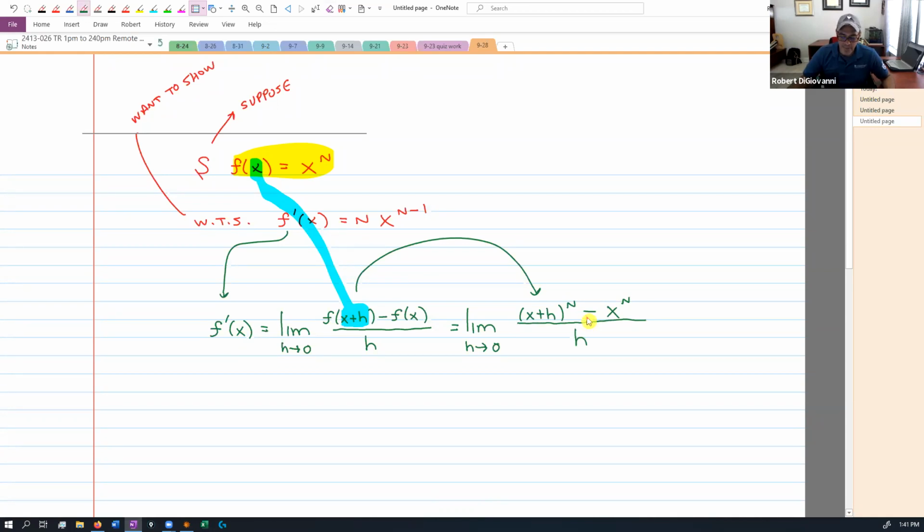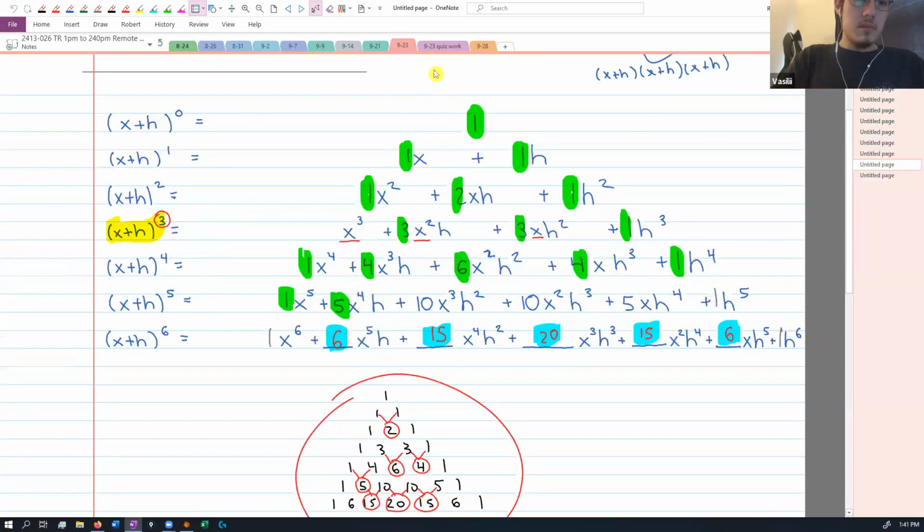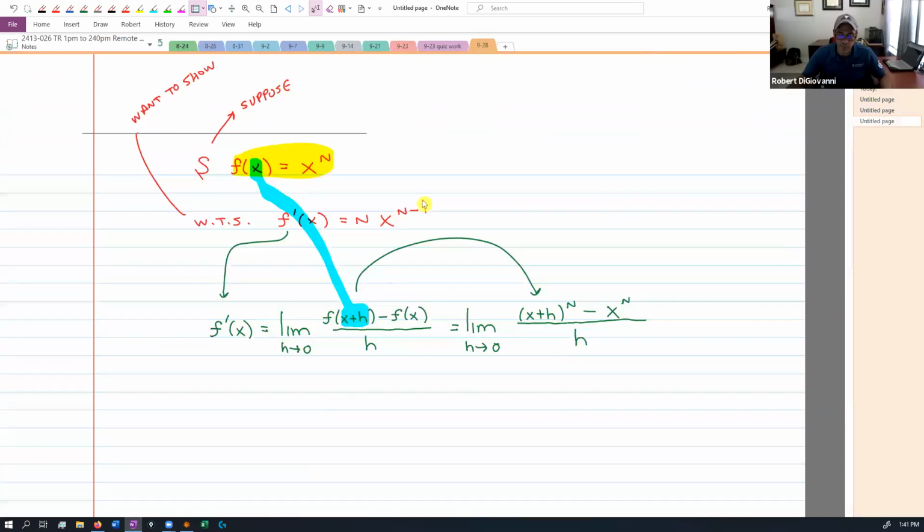Here's the problem. X plus h to the n, you cannot just raise x to the n and h to the n, put a plus sign between them. You can't do that. You'd have to multiply this out. X plus h times x plus h times x plus h n times, right? But we don't know what n is. Isn't n 1? No, n is n, right? I didn't tell you what n is.